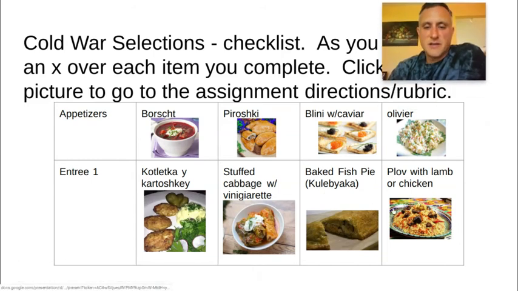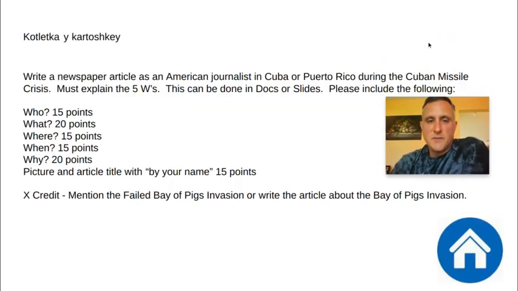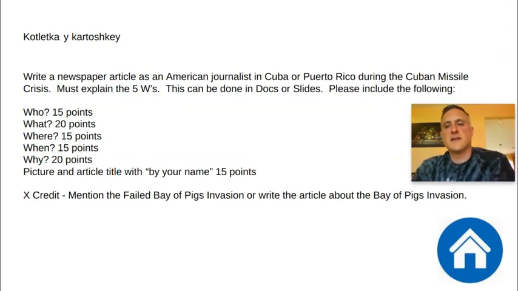These are the four entrees: kotletka, stuffed cabbage with vinaigrette, baked fish pie, cloves. Okay, so kotletka is a newspaper article. You need to be an American journalist. This is called a RAFT assignment. I think you do this sometimes in ELA as well.